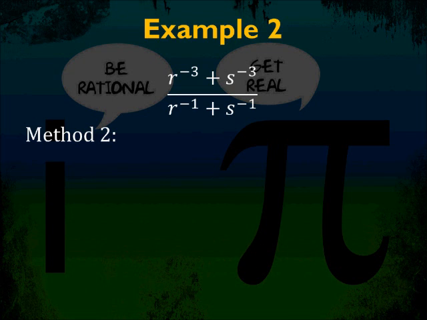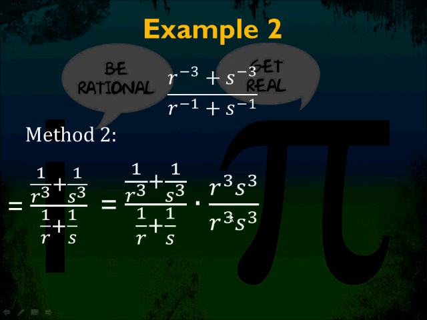Let's take a look at method 2. We have the same thing to start. Now we are going to look for the least common denominator of all four fractions. So what you're going to do is look for the least common denominator of r cubed, s cubed, r, and s. Well, that's going to be r cubed s cubed. So let's multiply both the top and the bottom by r cubed s cubed.